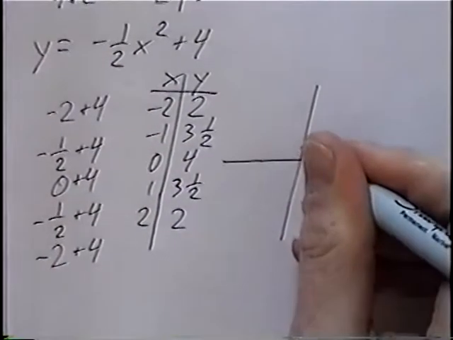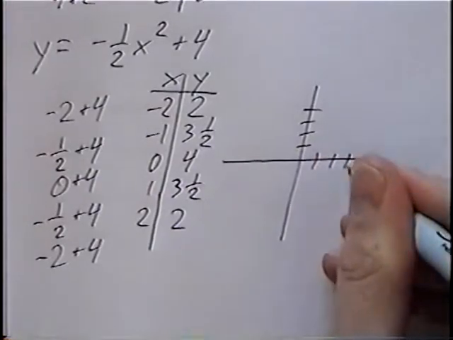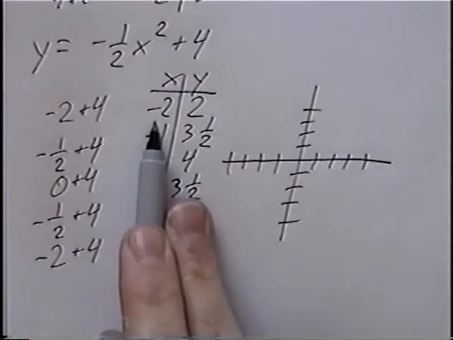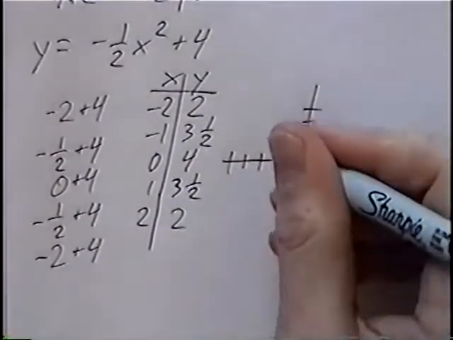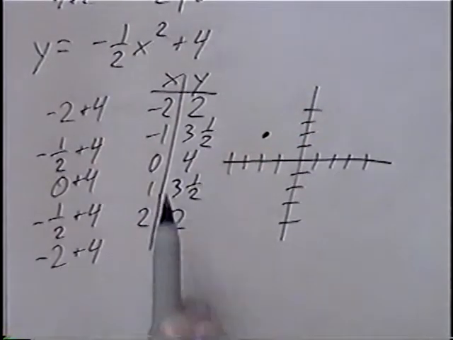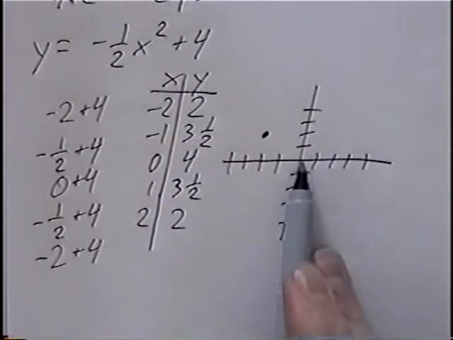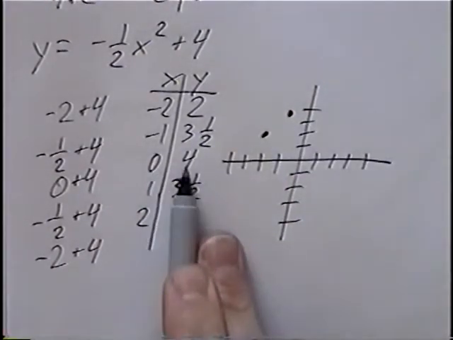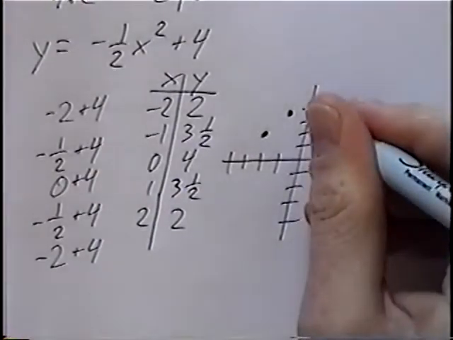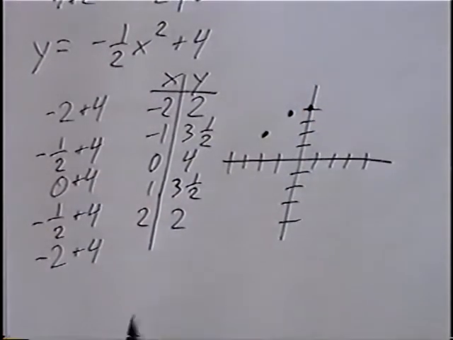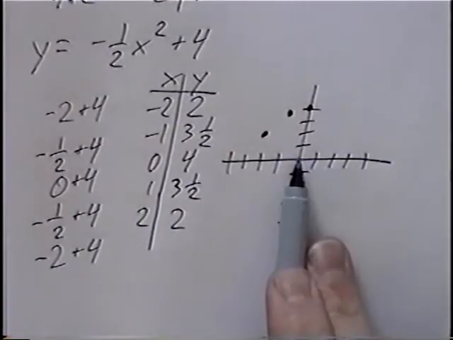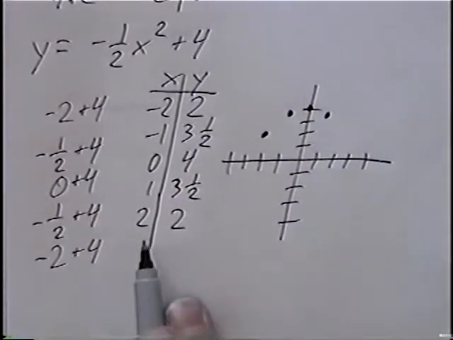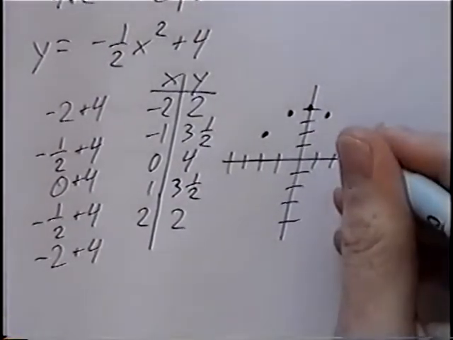For the y values, we'll go up to 4. And graphing the points, negative 2, 2, to the left 2, and up 2. Negative 1 and 3.5 would be just past 3. 0, 4. 0 for the x value is in the middle, and 4 is up 4 spots. 1 and 3.5, to the right 1, and up to 3.5, which again is between 3 and 4. And 2 comma 2, to the right 2, and up 2.